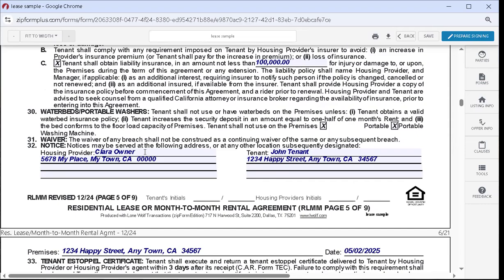So on the notices, make sure you do fill these out. These are where each, owner Clara and tenant John, would be notified. So make sure this is filled out.